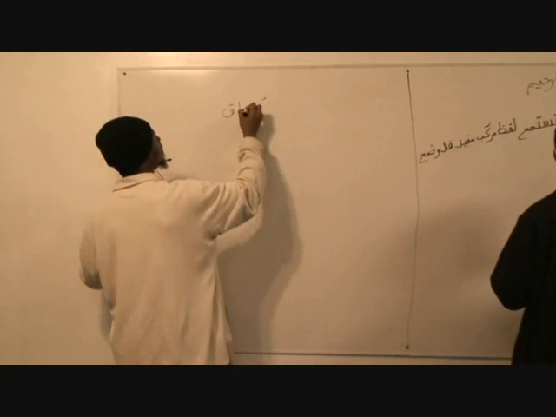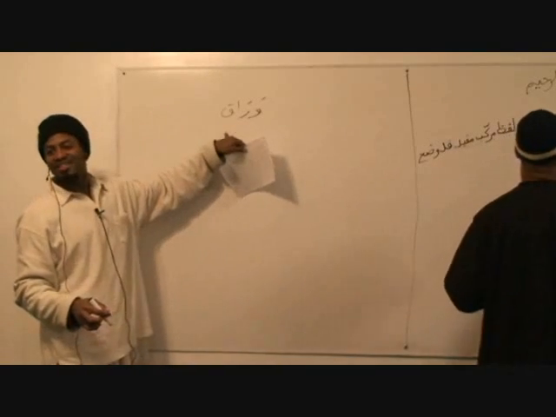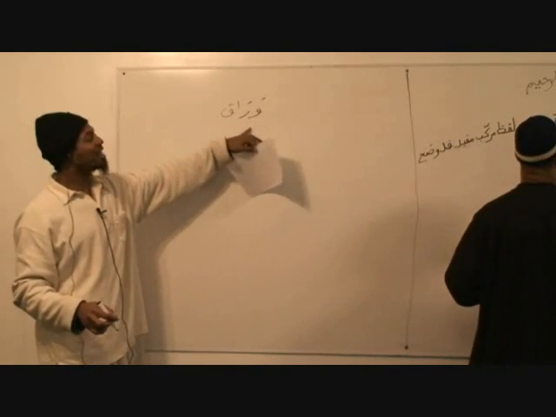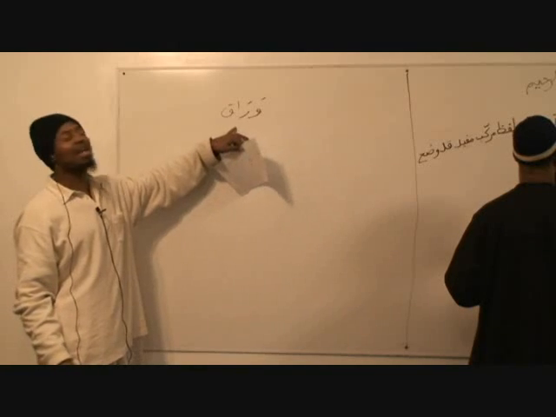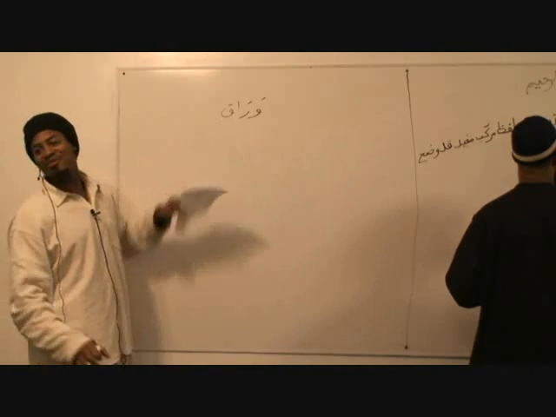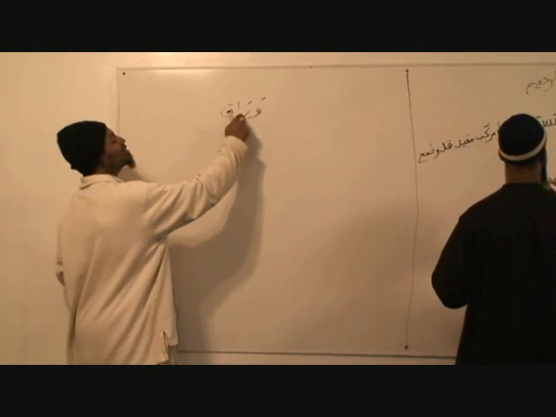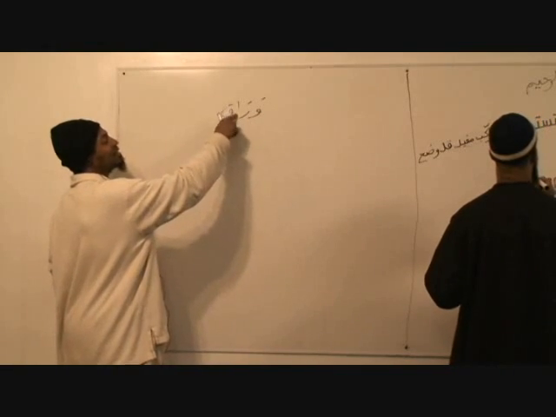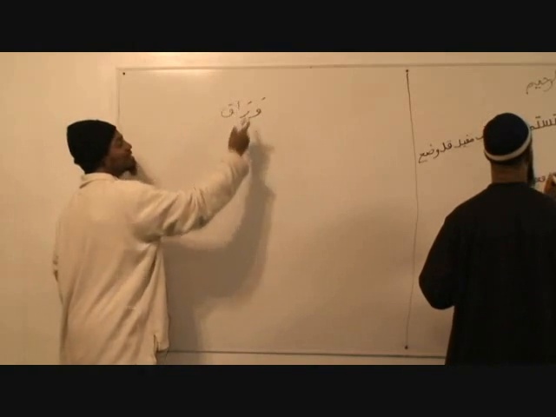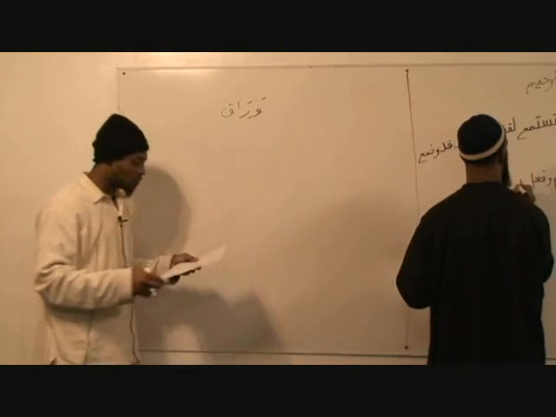Why are you spelling it disjointed like that? No, each one of these letters stands alone. None of these letters connect. So warraq, that's just the way the word happened to be. Waw doesn't connect, ra doesn't connect, alif doesn't connect, and qaf, even though it does connect, it doesn't connect to alif. So this is what he was.